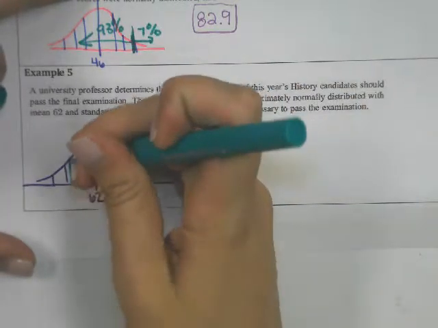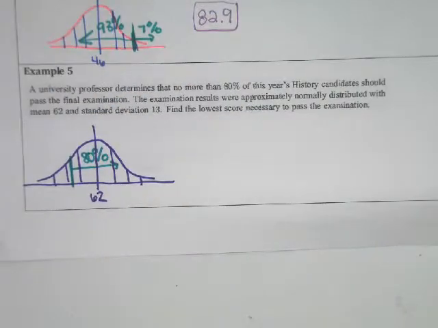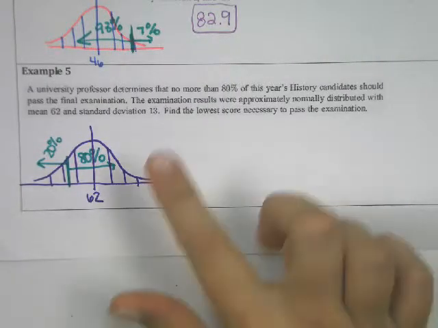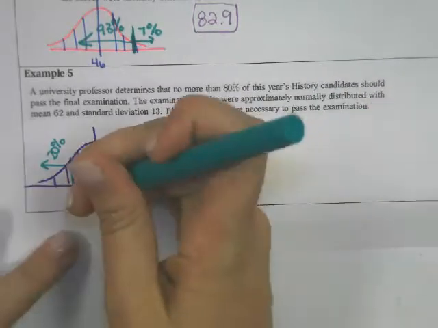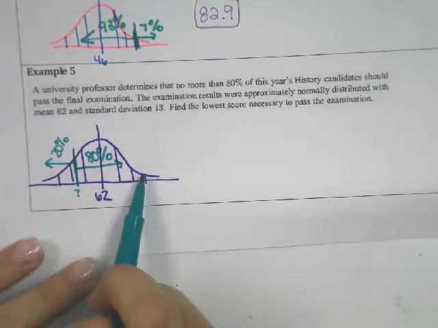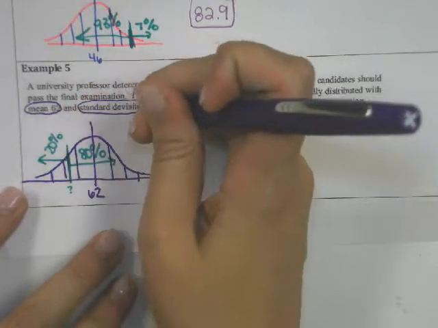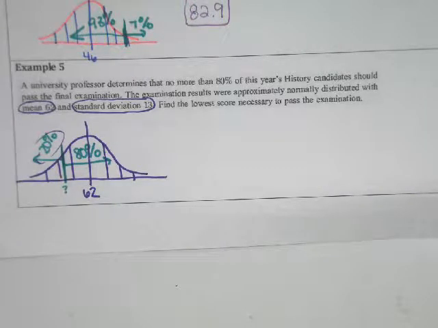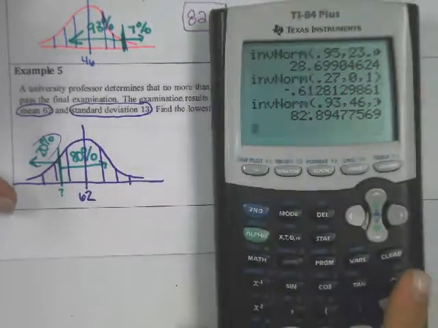So there's some cutoff, I'm just making a guess, where we want 80% of the students to pass. That means we want 20% to fail. A university professor determines that no more than 80% of this year's history candidates should pass the final exam. So at whatever score that is, 80% of kids got better than that and 20% got less than that. So we have a mean of 62, a standard deviation of 13, and we want to use the 20% value because we need to use the percent that's less than whatever mark we're trying to find. So we will use for our area the 20%.